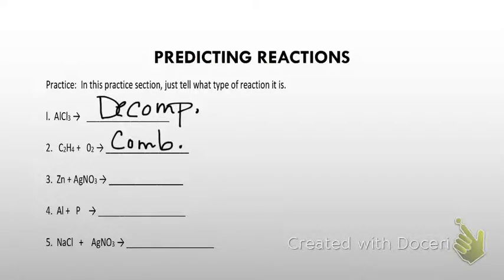And number 3, we have an element plus a compound. So we have an element plus a compound that's not a hydrocarbon. Single replacement. Guess how we're going to abbreviate that? SR. Okay. And then number 4, I have 2 elements.